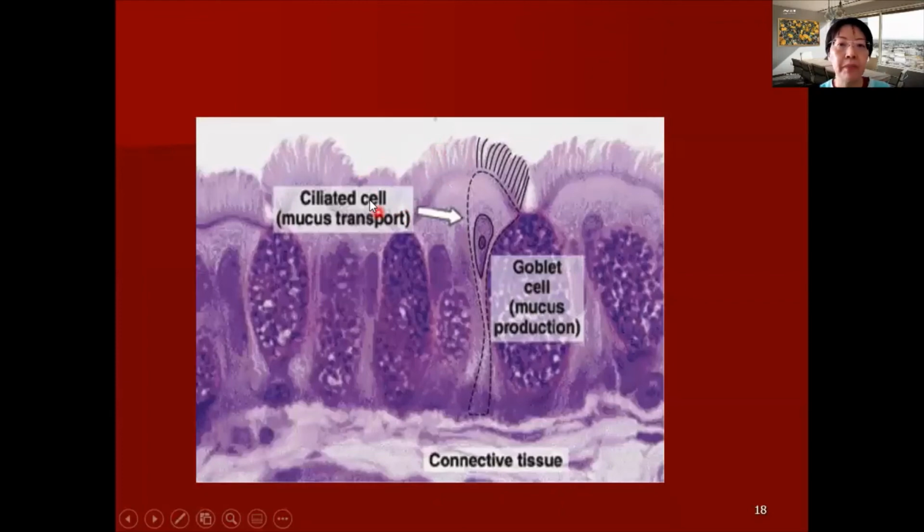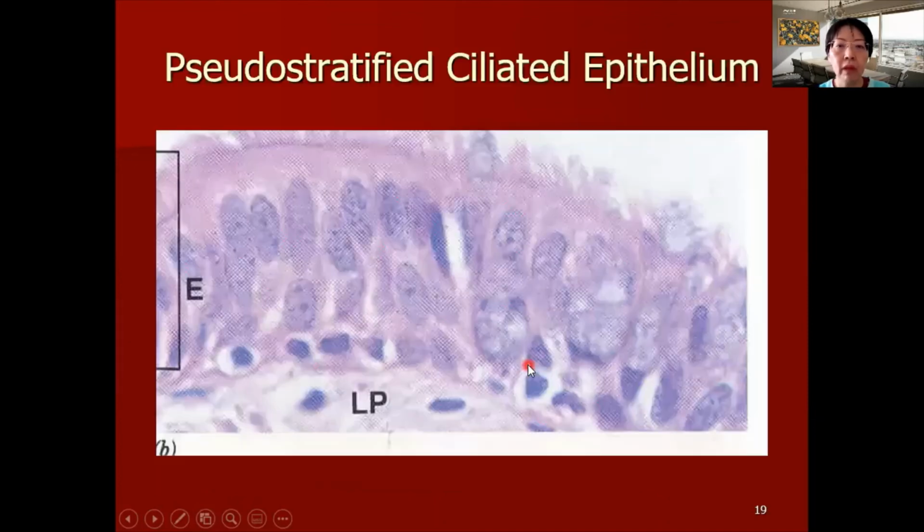You can see the cilia. And then suddenly you see these cells here, very different, right? A lot of droplets here. These are the mucin droplets. So this is a goblet cell. Okay, this is a goblet cell, right?